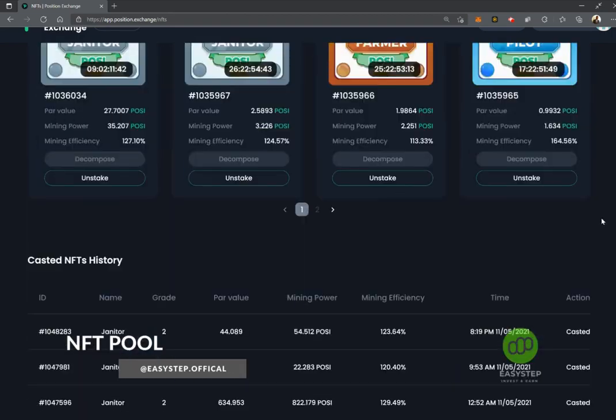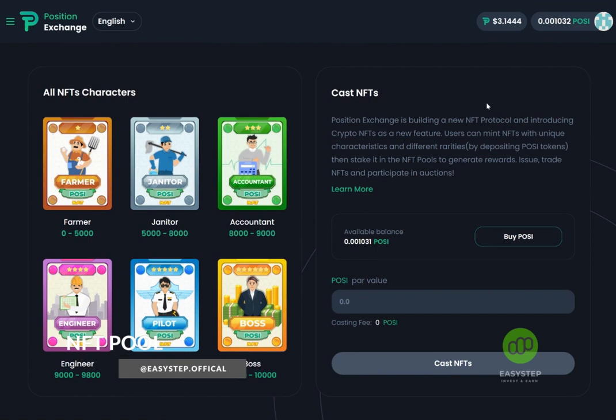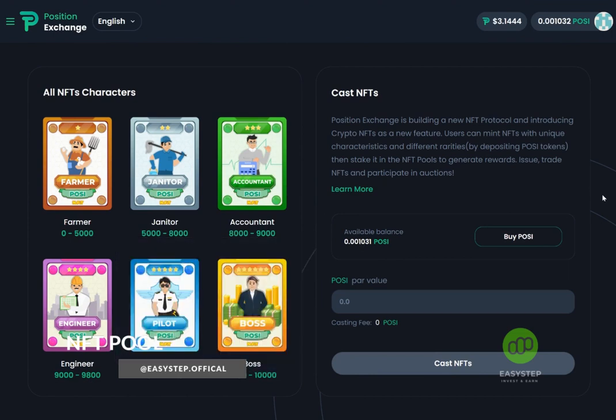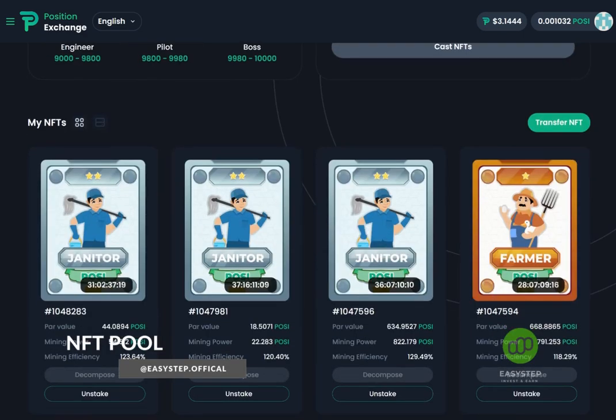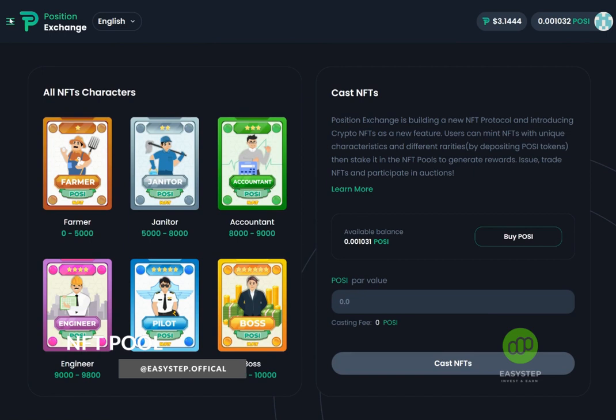And here's all of my NFTs. I have 2 pages of NFTs here that I have staked. And the reason I did that is because I tried to kind of spread my chances of getting an engineer, a pilot, or a boss by buying more NFTs. But once you actually have your NFTs, you'll go down to your NFTs here, and you'll click stake. And then once you stake your NFT, it'll actually be put into the NFT pool.